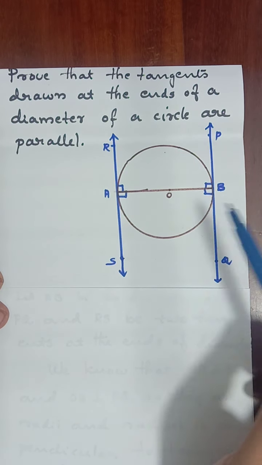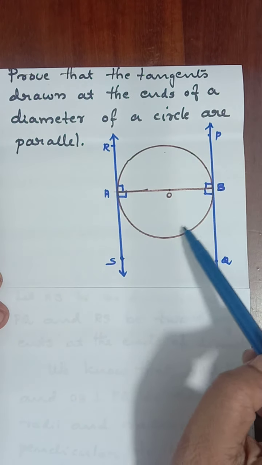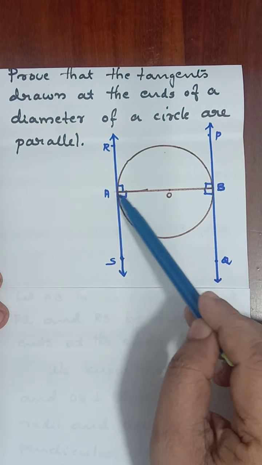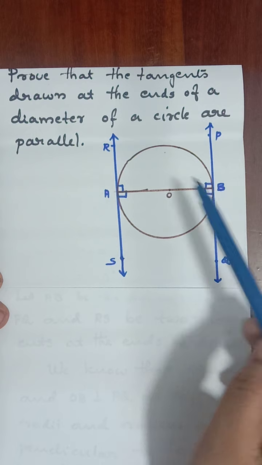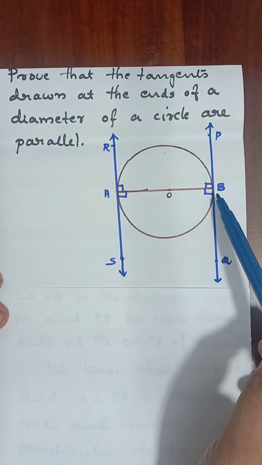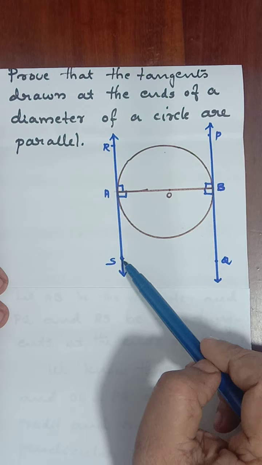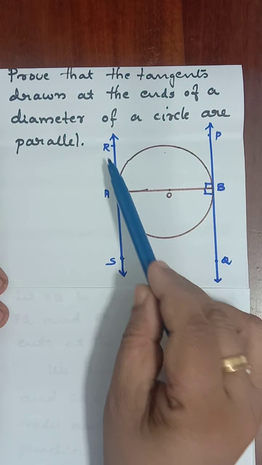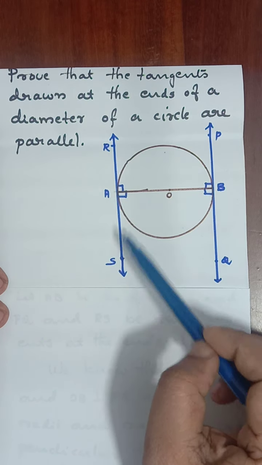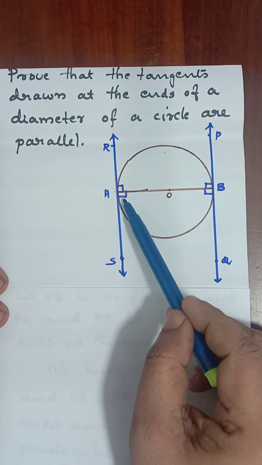It's very simple. By seeing the figure you will understand. What are the steps to be taken? We are given a circle with center O and AB is the diameter. Let us consider RS and PQ tangents drawn at the ends of AB. We know that OA is perpendicular to RS, as radius is perpendicular to tangent at the point of contact. Since it is perpendicular, these two angles are 90 degrees each.